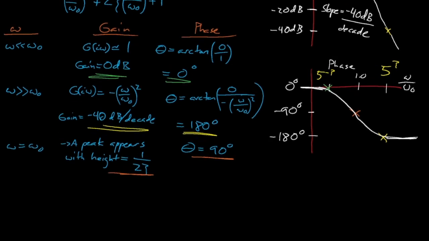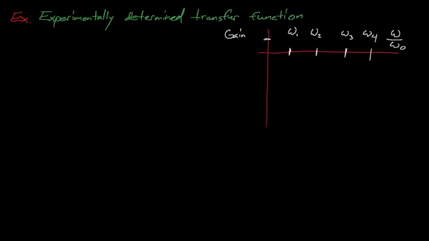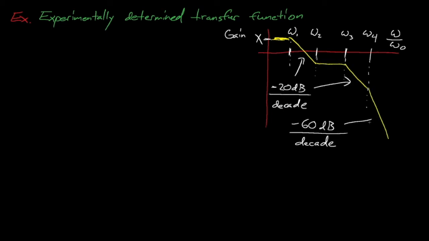Now let's finish our lecture today by repeating our exercise from the previous lecture and inferring the transfer function for some experimentally measured Bode plot. Here we're given a plot that starts at a constant gain for low values of omega, assumes a slope of negative 20 decibels per decade at some omega 1, levels off again at some omega 2, resumes a slope of negative 20 decibels per decade at omega 3, and then finally assumes a slope of negative 60 decibels per decade with a weird hump at omega 4. So what transfer function would produce this Bode plot?